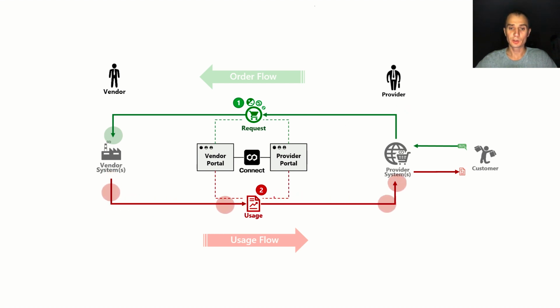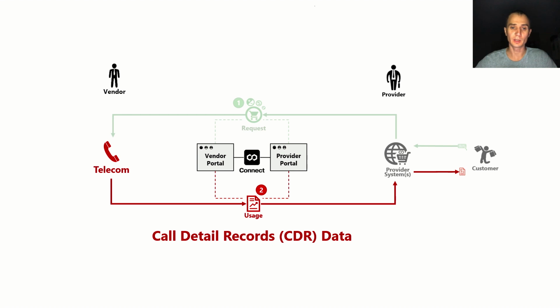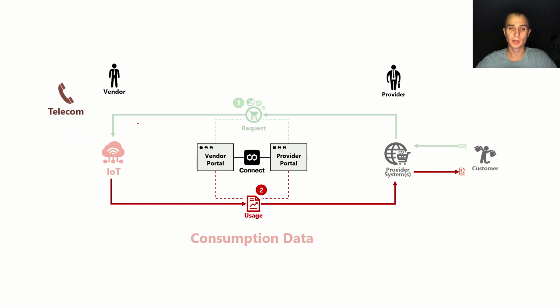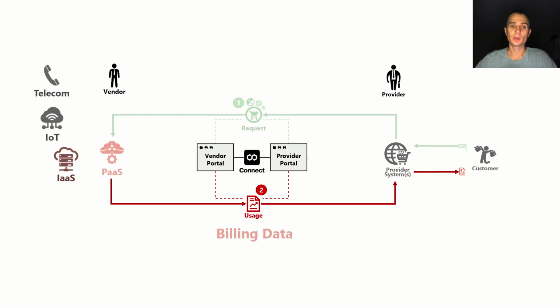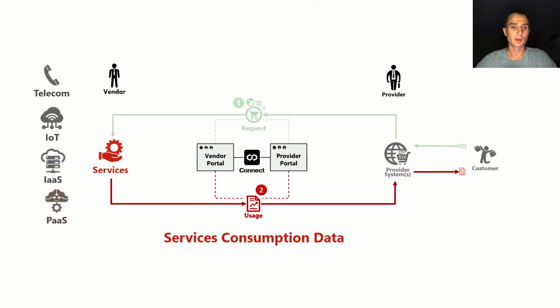So this is where the usage flow comes into play, and we see those scenarios in different industries and in different verticals. First of all, those scenarios happen quite often in the telecommunication industry. Right? With telecommunication, call detail records, CDRs, need to be aggregated and communicated to the providers, and many other types of data. We see those types of scenarios with the Internet of Things and consumption data from different devices that need to be aggregated and communicated to the provider. We see it in infrastructure as a service, with pay-as-you-go services, with services like migration and professional services.